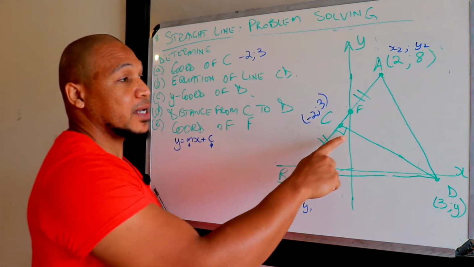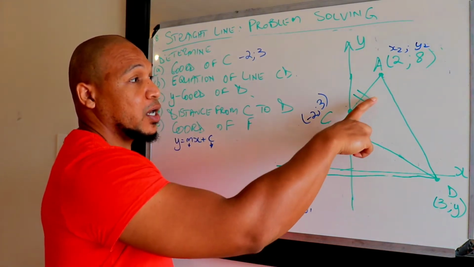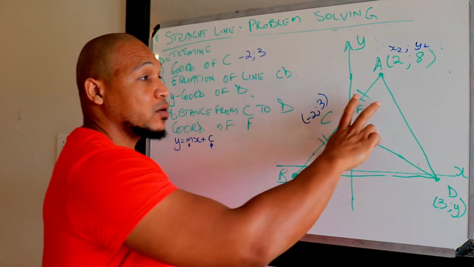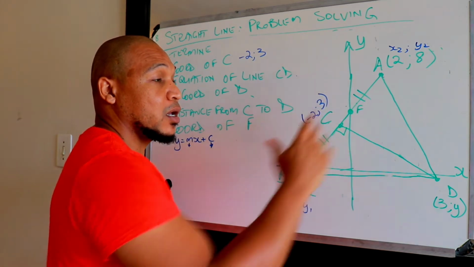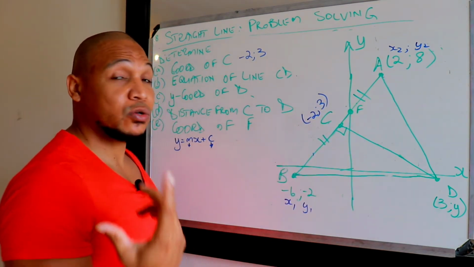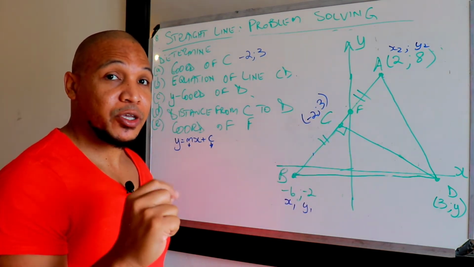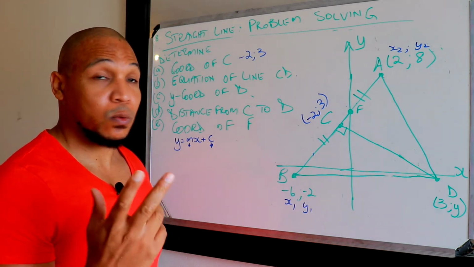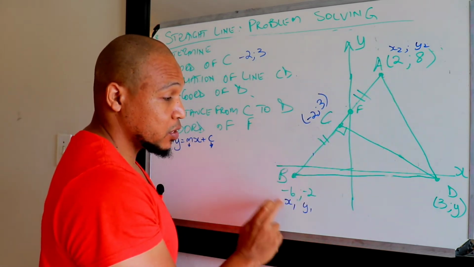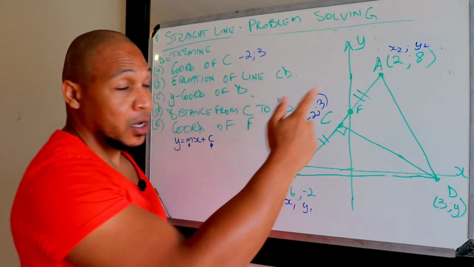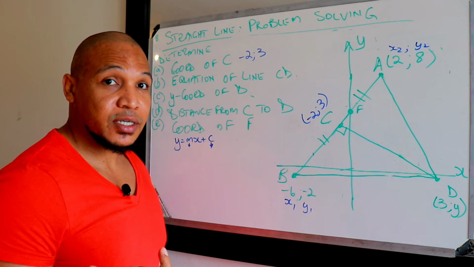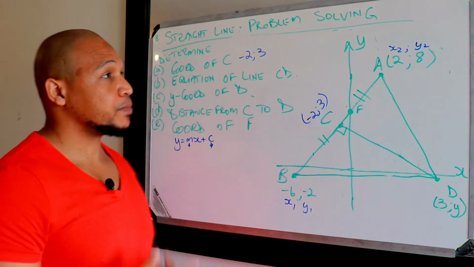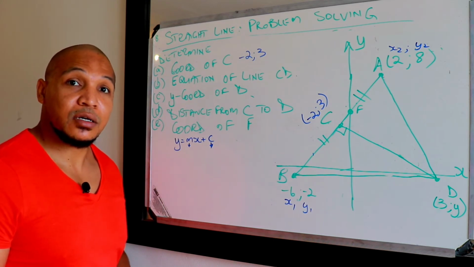But here I can see that this line is perpendicular to line AB. Can I calculate the gradient of AB and then use the formula for perpendicular lines to calculate the gradient of CD? Of course I can. Why? Because here I have two known points for line AB. So I'll use that, calculate the gradient, and then I will calculate the gradient of CD. So let's go ahead and calculate the gradient of line AB.